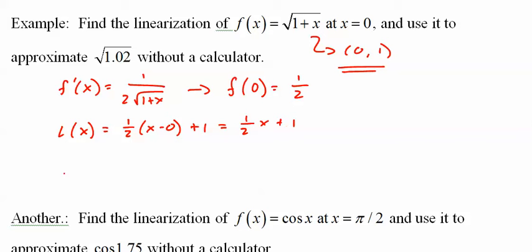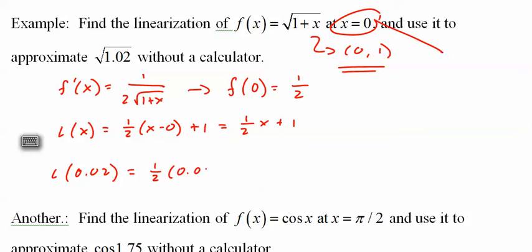So let's approximate it. Big debate about this. What do we plug in? Well, it's got to be close to the center of 0. So it's got to be near there. That's the number we plugged in. We didn't plug in 1.02. We plugged in 0. So we're going to plug in 0.02. And we go 1/2 of 0.02 plus 1 equals 1.01. On a calculator, we plug in the square root of 1.02 and we find it is 1.00995.